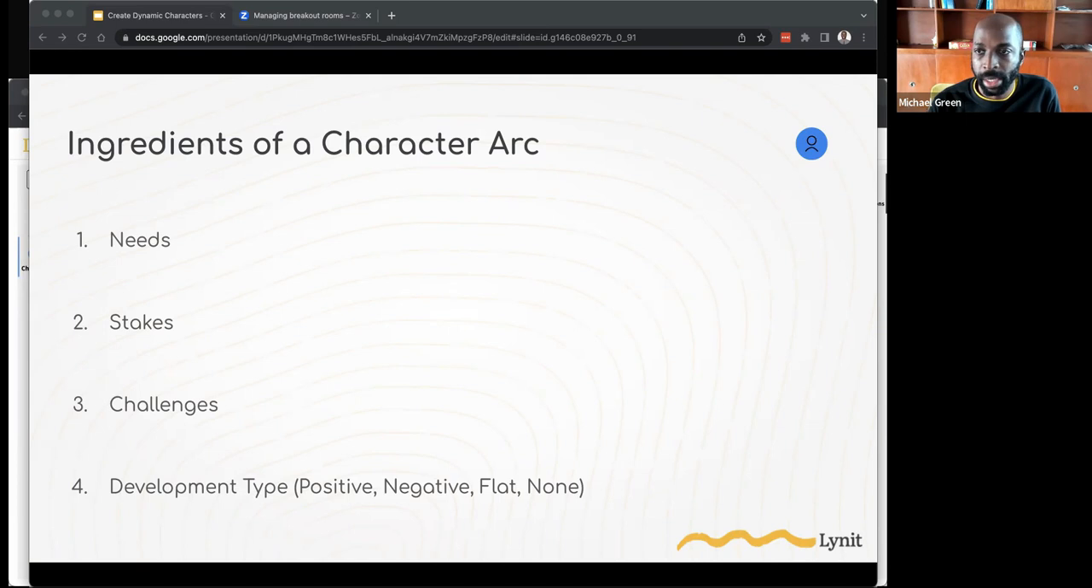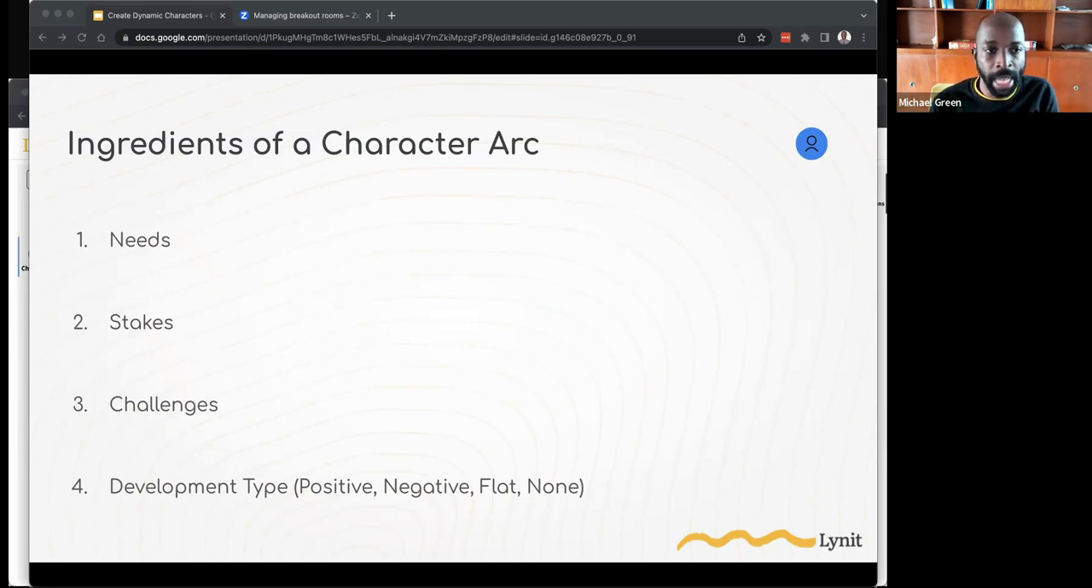Second are the stakes. So this is what happens if the character's needs are not met. What are the consequences? Thirdly are the challenges. What is in the way of a character reaching their needs? Why is it difficult to achieve their needs? And so those are the challenges.